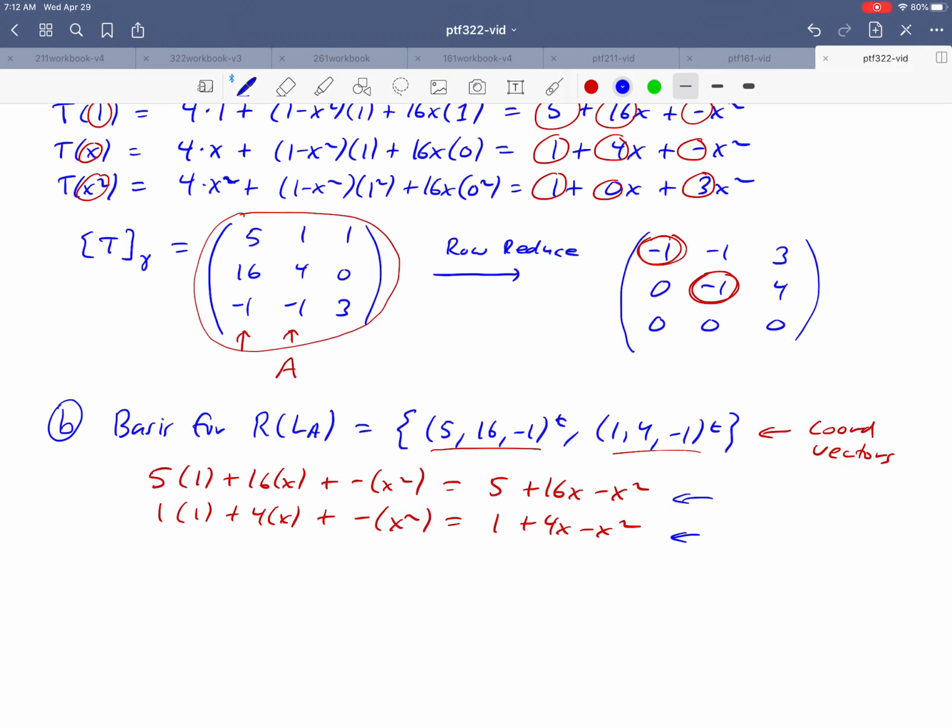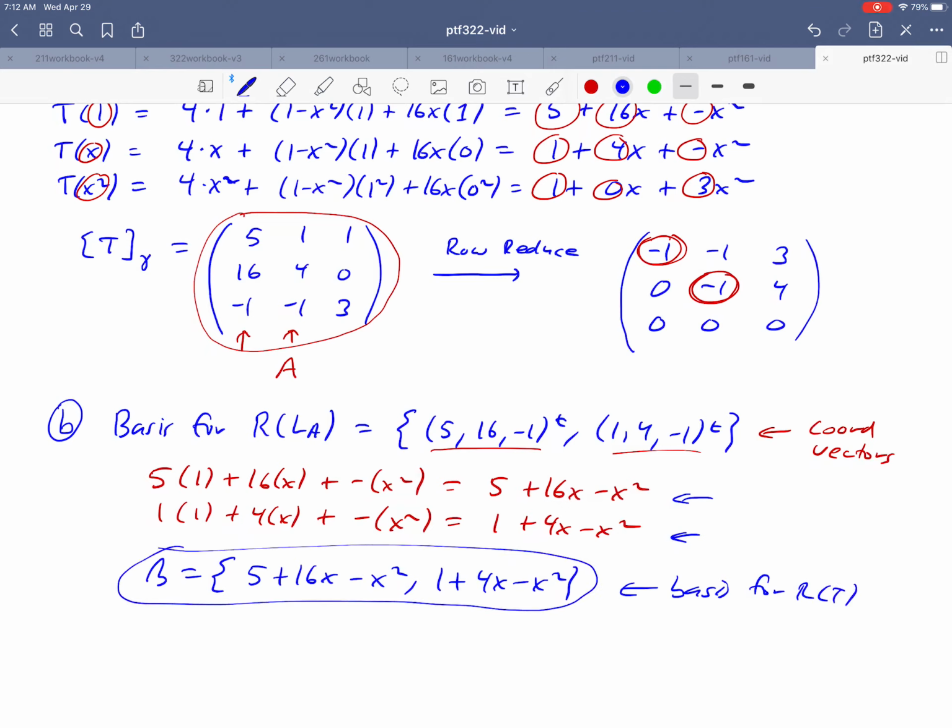Okay, and so our answer to B then is just going to look like a set containing those two polynomials that we calculated. Okay, so we have answered part B there.